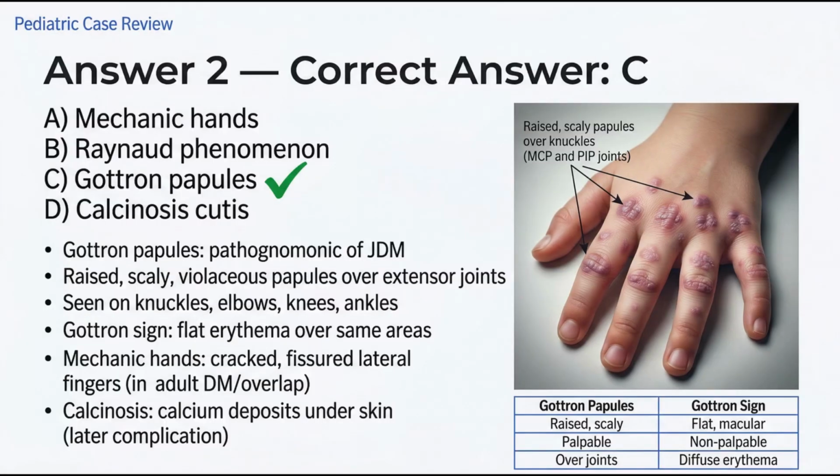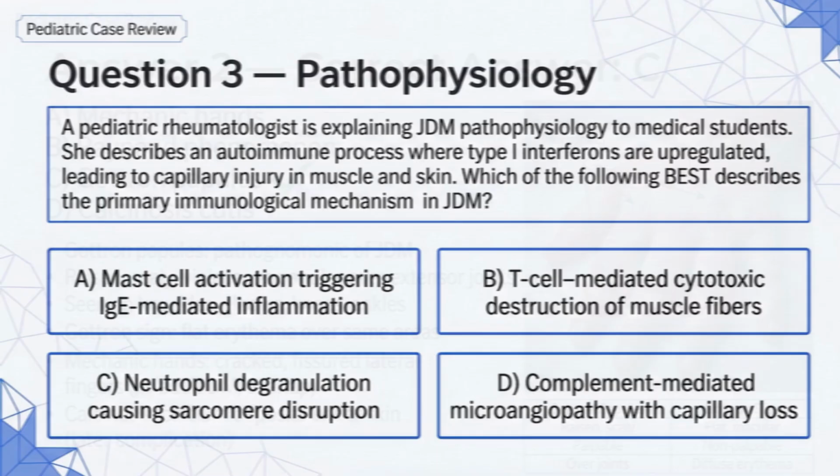Gottron papules. Gottron papules are pathognomonic of juvenile dermatomyositis. They are raised, scaly, violaceous papules located over extensor surfaces of joints, particularly the knuckles, elbows, knees, and ankles. It is important to distinguish them from Gottron sign, which is a flat macular erythema over the same areas rather than raised papules. Mechanic hands describes cracked, fissured skin on the lateral fingers, a finding more typical of adult dermatomyositis and overlap syndromes. Calcinosis cutis refers to calcium deposits under the skin and is a later complication, not an acute presenting sign.